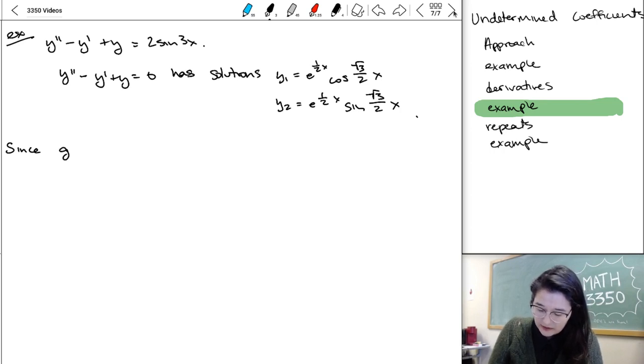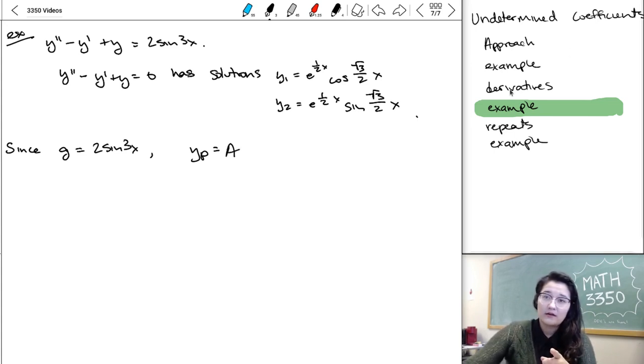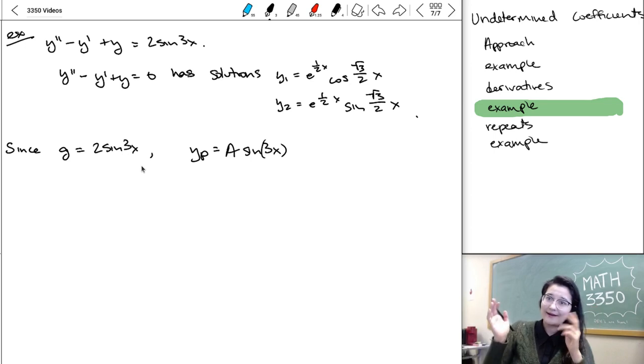To find y sub p, we note that our g is that right side, 2 sine 3x. And so for my y sub p, I want to introduce my undetermined coefficients like a, and take the function of x part of g, so that's going to be sine 3x. I ignore the 2 outside because it's a constant. It acts just like a, so it would make my life harder to keep it around. I cannot ignore the number that's inside sine. It's what's connecting x to sine, so that number does have to stay.